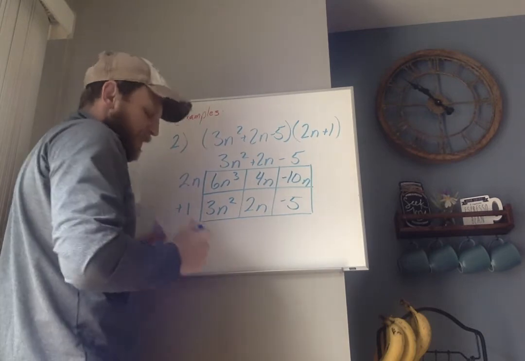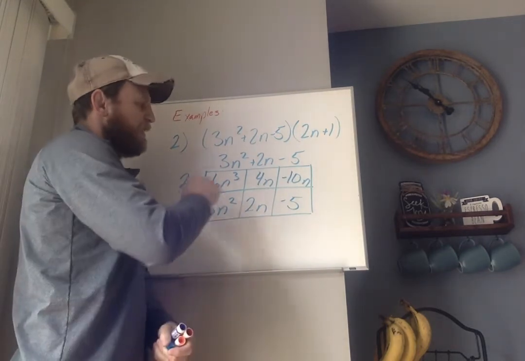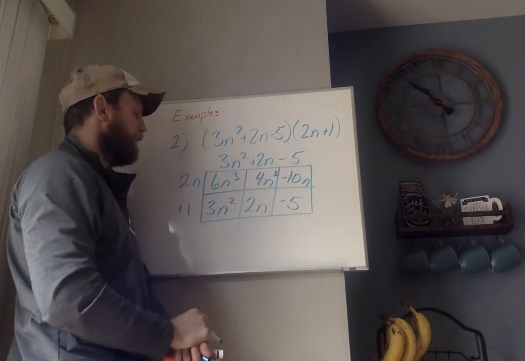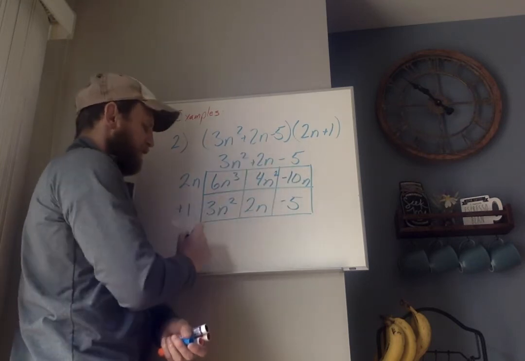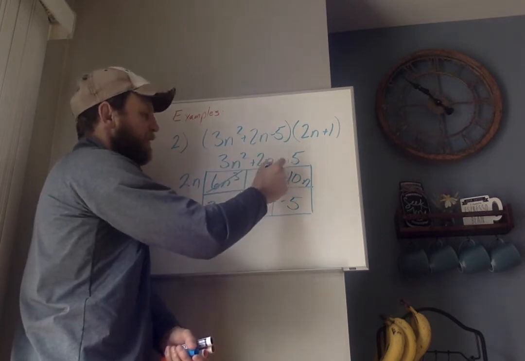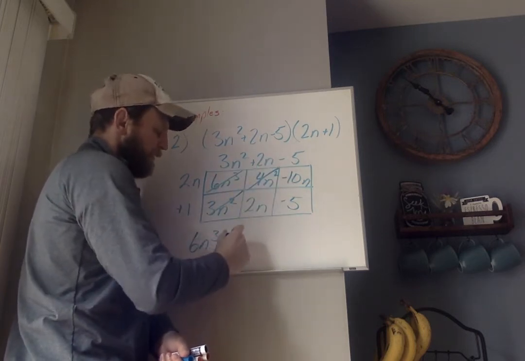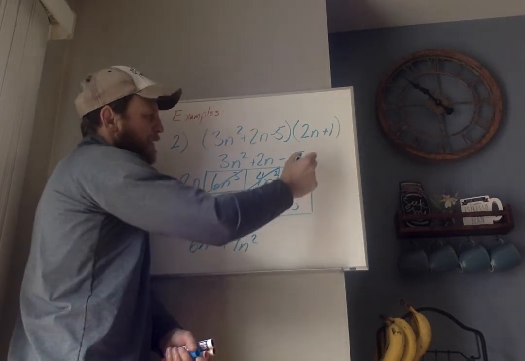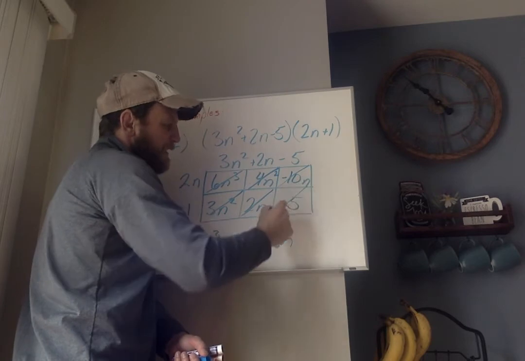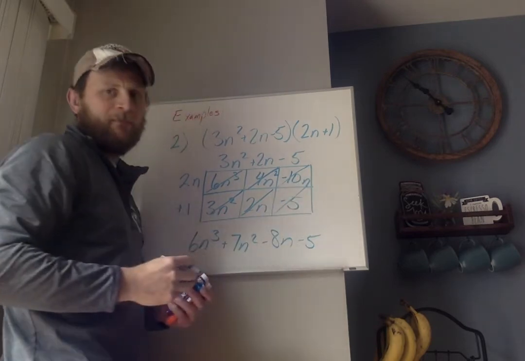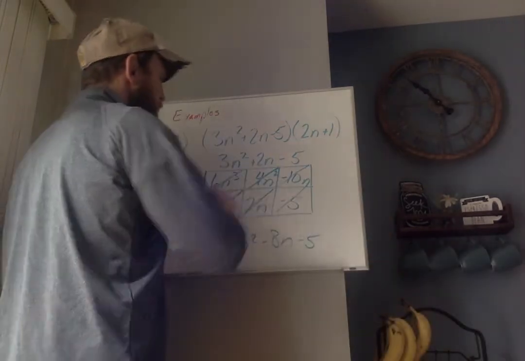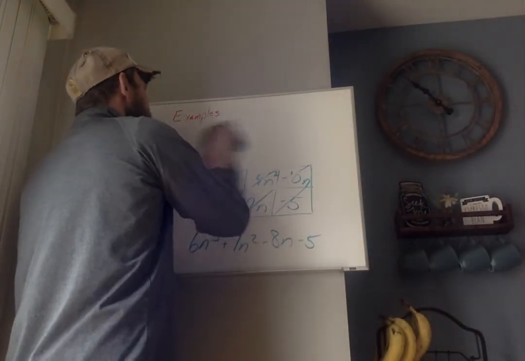Now I'm going to combine across my diagonals here if I can. Oop, this should have been 4n squared. So now I'm going to combine across my diagonals. So this is going to be 6n cubed. Okay, that takes care of that box. These two I'm going to combine. That's going to give me 7n squared. I'm going to combine here. That's going to give me negative 8n. And here, that's negative 5. And I'm done. So notice my work is nice and neat. And it's all organized, if you will.